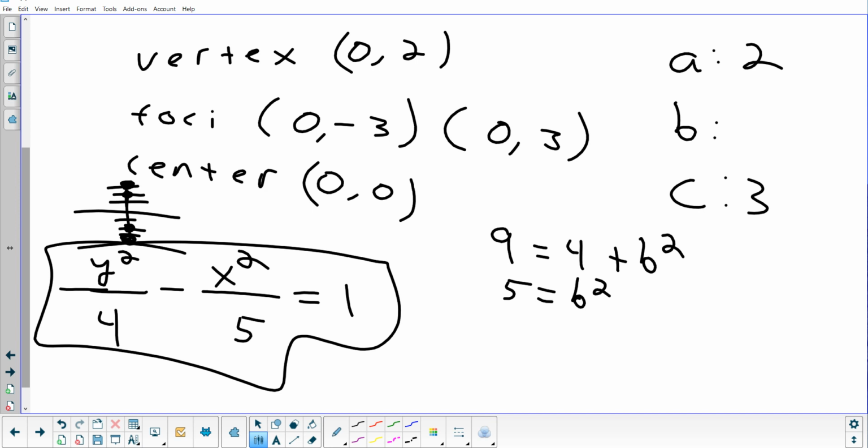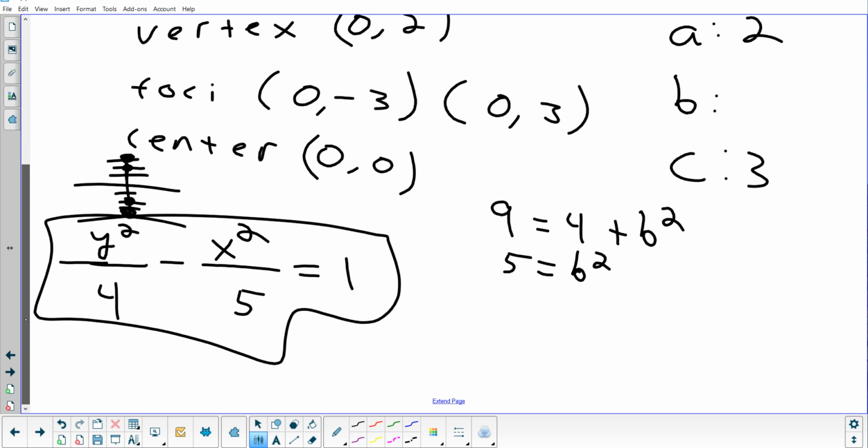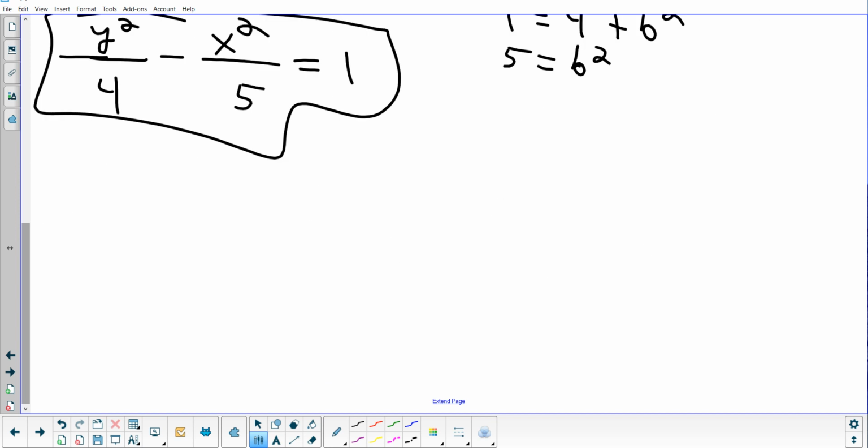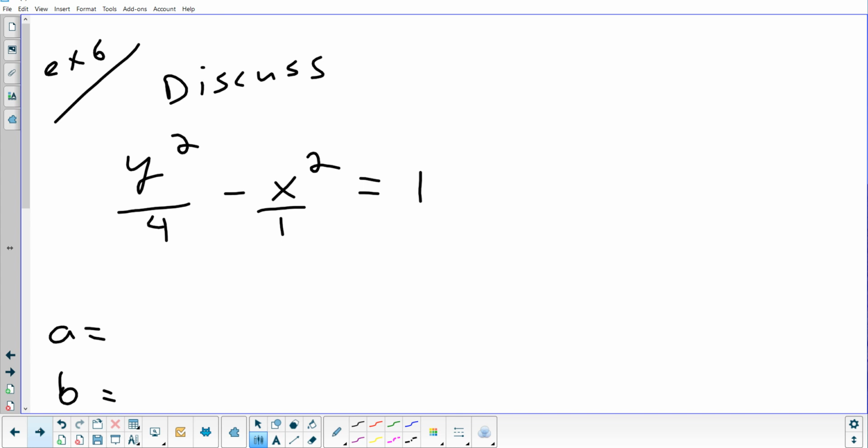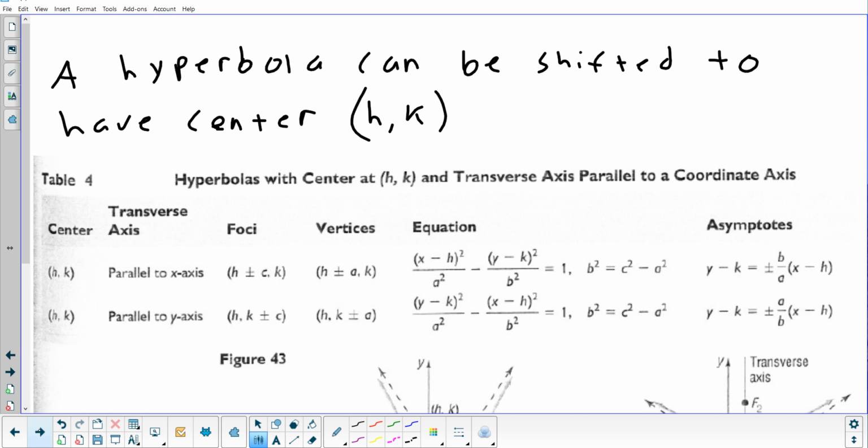All right, so let's look at the last one. The only difference in the last one is in the formula. Instead of writing x, you're going to replace it with x minus h. Instead of writing y, you're going to replace it with y minus k. And what are the h and the k? The h and the k are the coordinates of the center.